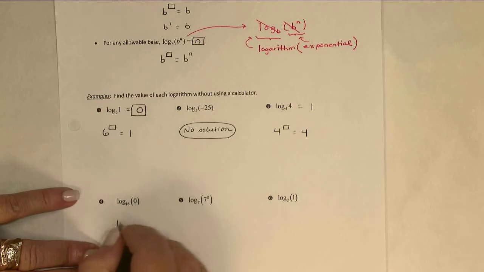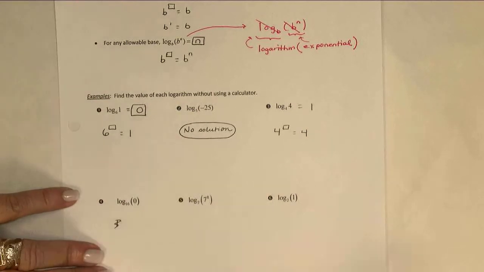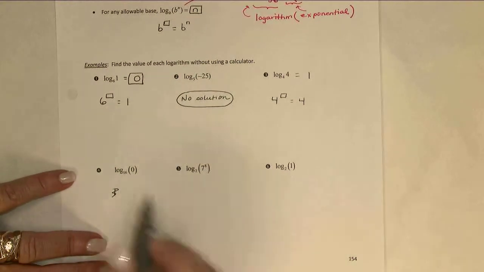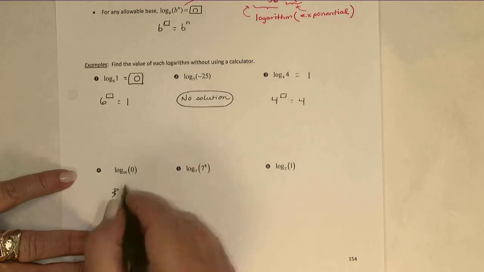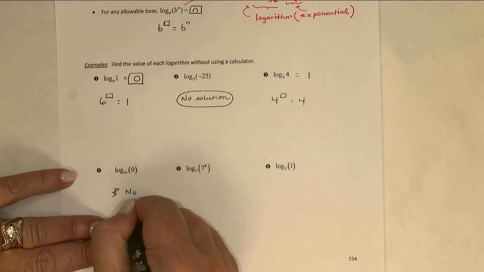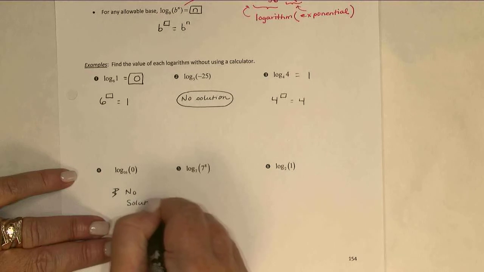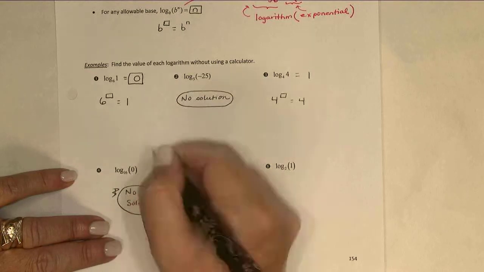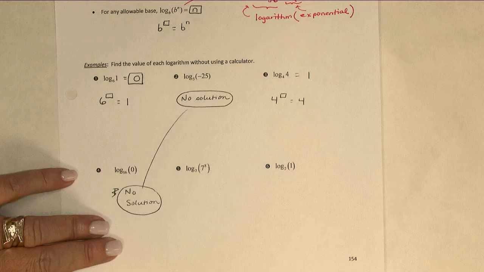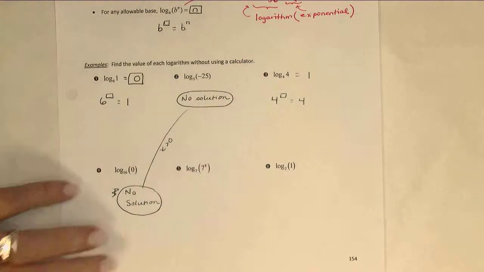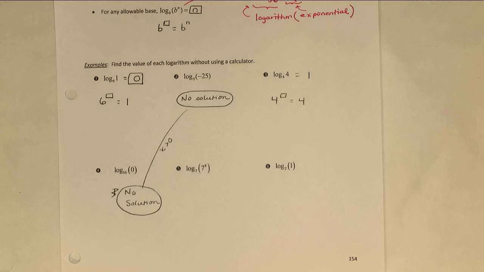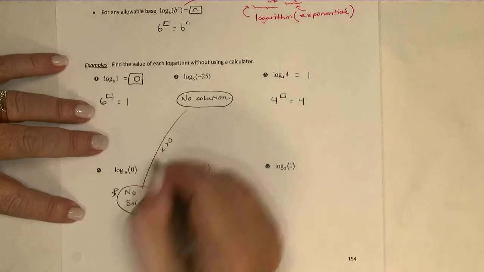And, log base 16 of 0. Again, we must have a positive. It can't even be 0. It has to be a positive number in the argument. So once again, I'm going to say no solution here. And on both of these, x must be strictly greater than 0. You must have a positive argument for your logarithm.